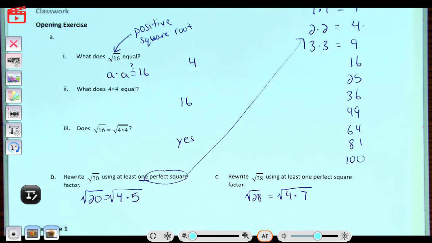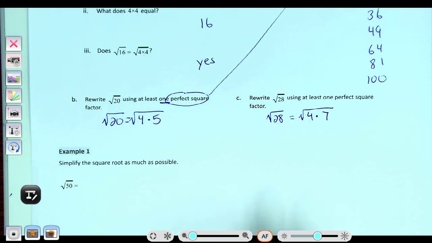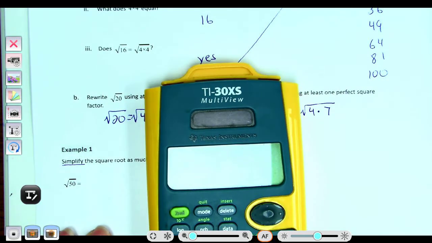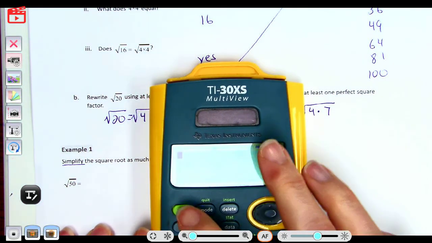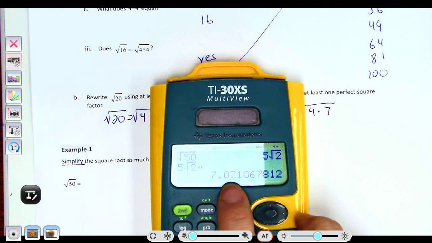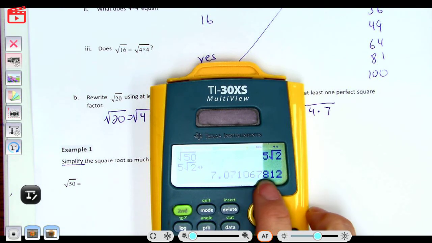Now, why is that important that we can pull out perfect squares? That's what comes down to simplifying the square root. The reason we simplify is because if I were to do the square root of 50, I would get, well, the simplified answer here, 5 times the square root of 2. But I would get a decimal, if the calculator didn't simplify it, that goes on and on forever.